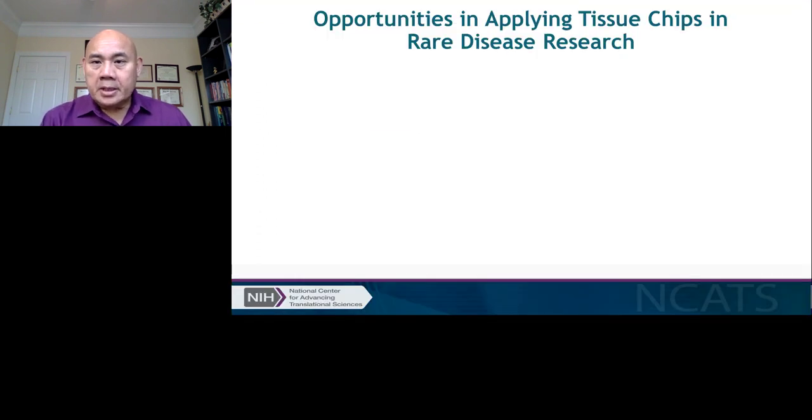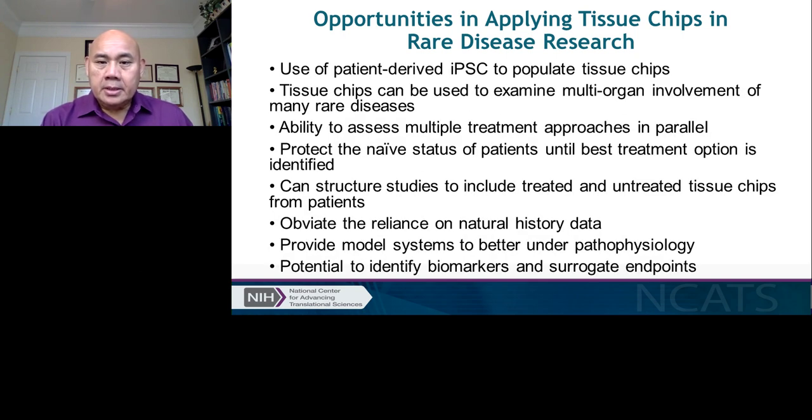So there are certainly a number of opportunities in applying tissue chips for rare disease research, and especially for using patient-derived iPS cells to populate these tissues. This can also be used to look at multi-organ involvement and many rare diseases, and then, of course, be able to evaluate multiple treatment approaches in parallel without necessarily compromising the patient. So then it protects the patient naive status until the best treatment option is identified.